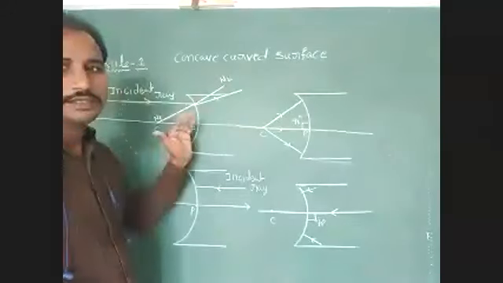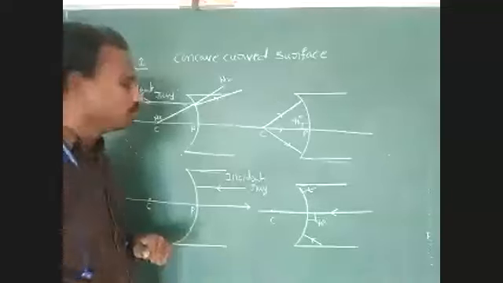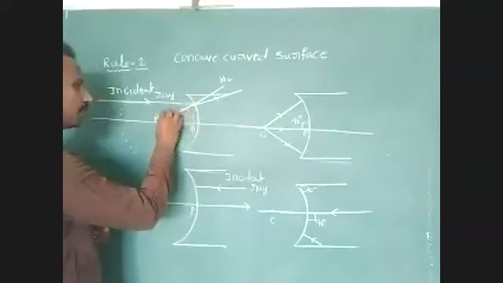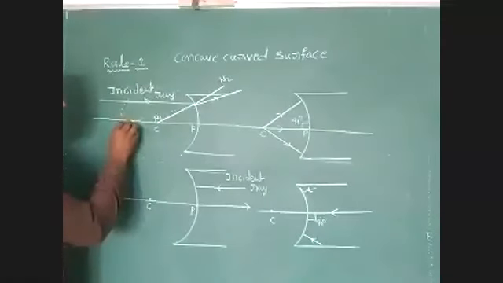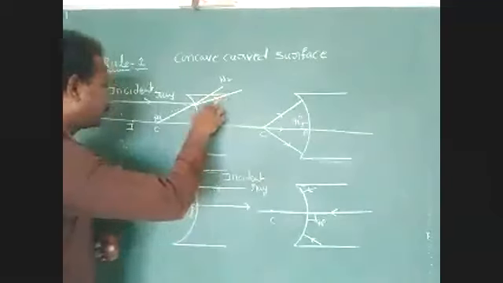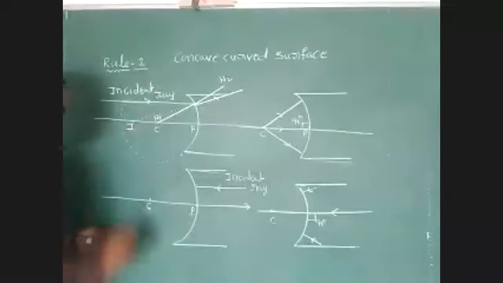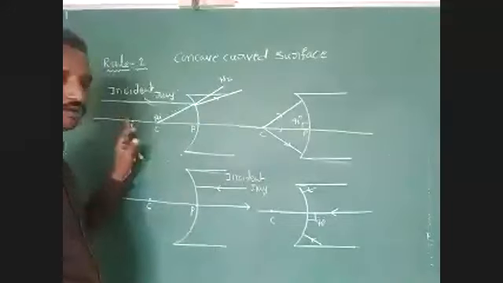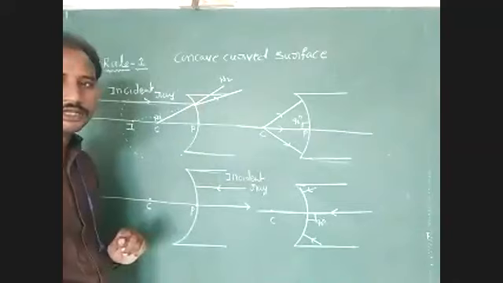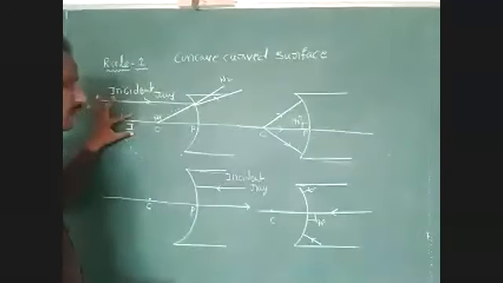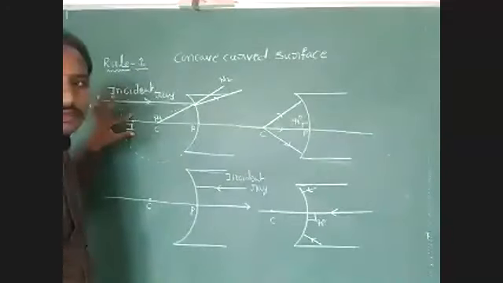The refracted ray bends towards the normal. This means the refracted ray appears from one common point on the principal axis. This point we have to consider outside the denser medium. This is the image formation point on the principal axis.